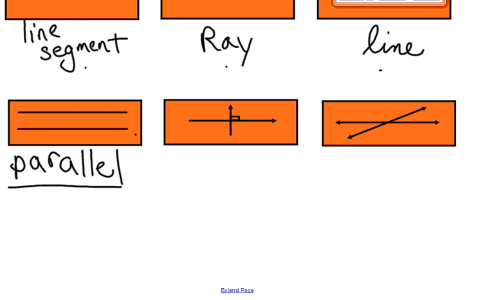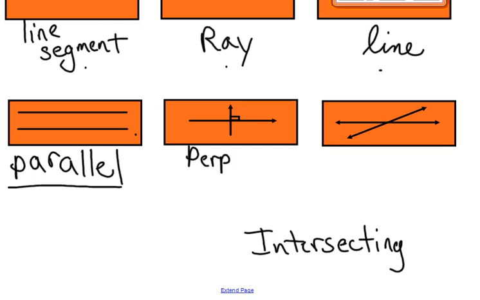Our next concept has to do with what we call intersecting lines. And there's two groups of intersecting lines. The first group of intersecting lines forms a right angle in all four corners of the intersection. And we call this perpendicular. Okay. And so that's where the two lines come together and form right angles, which is symbolized by that little square in the corner. And so in this case, our picture shows two rays that are perpendicular intersecting rays.